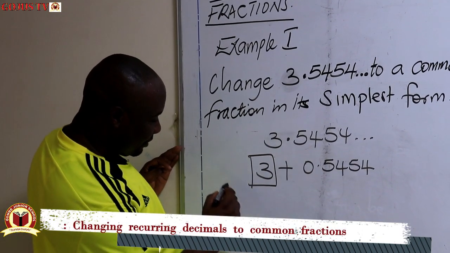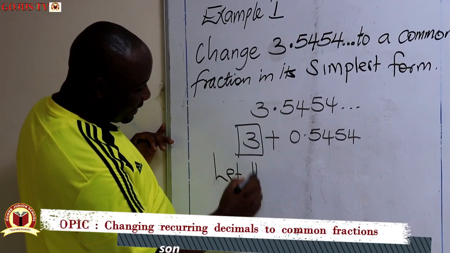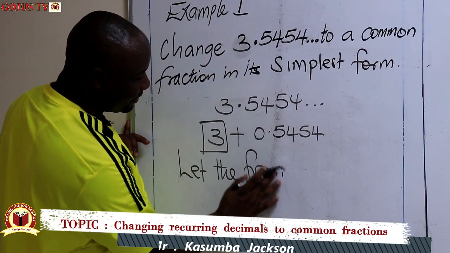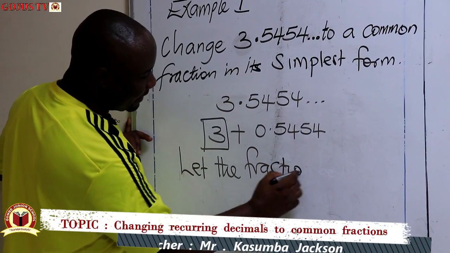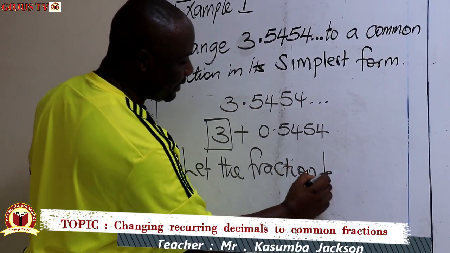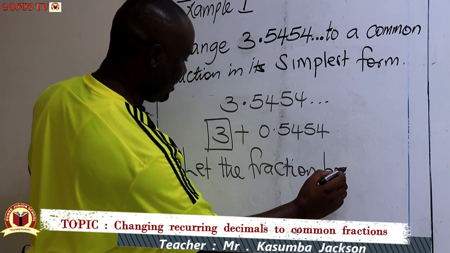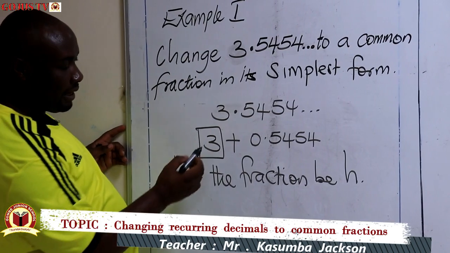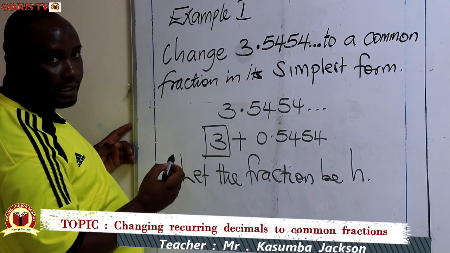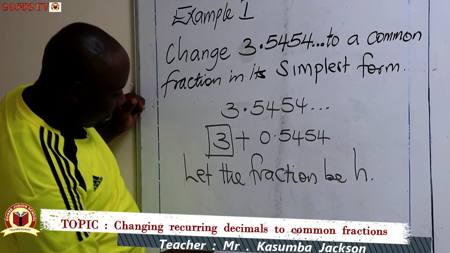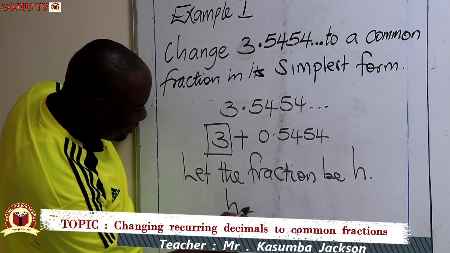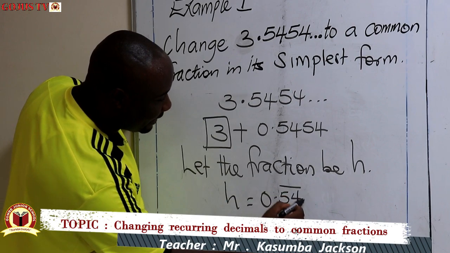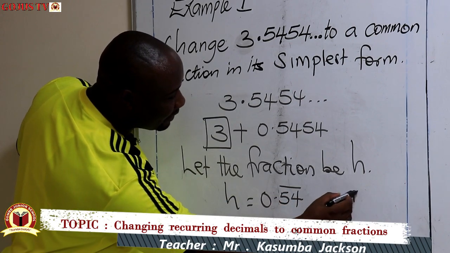And as usual, we shall first name the fraction. Let the fraction we are changing to be, which letter? H. Letter H. We are leaving the whole number at the side, we shall add it at the end. Therefore, our H is going to be equivalent to 0.54 recurring, and we can call this one equation 1.